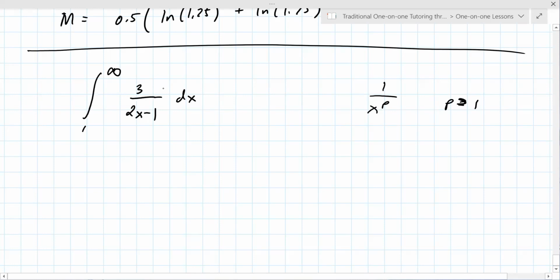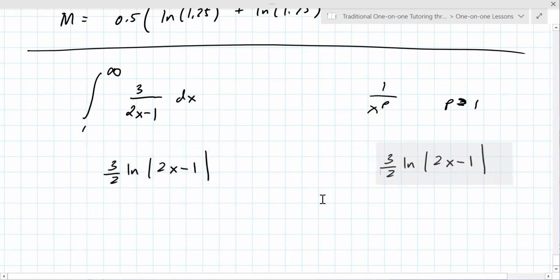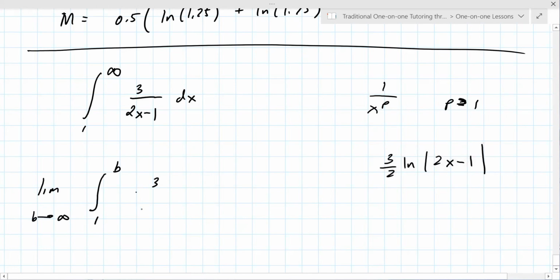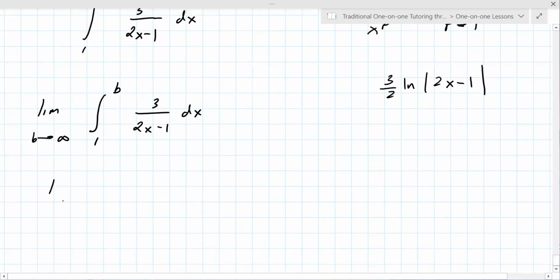So the antiderivative of this is 3/2 natural log absolute value of 2x minus 1. You got to be able to do that whether it's an improper integral or not. So we'll stick that to the side for a moment. It's the limit as b goes to infinity, integral 1 to b of 3 over 2x minus 1 dx. Then you find your antiderivative like I mentioned. So it's the limit as b goes to infinity, 3/2 natural log absolute value 2x minus 1 from 1 to b.